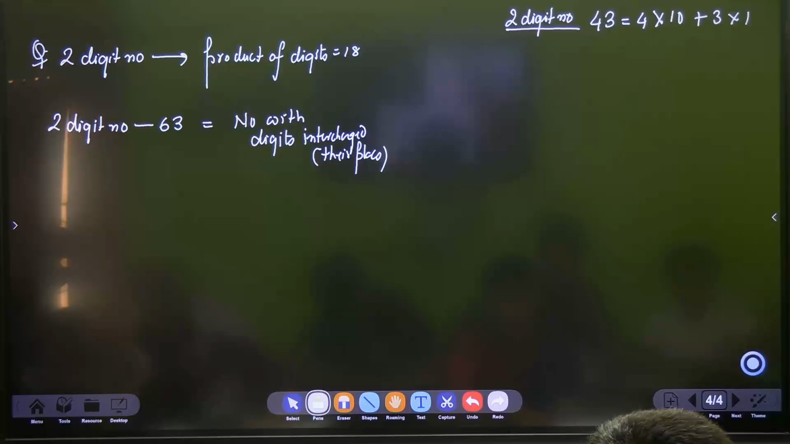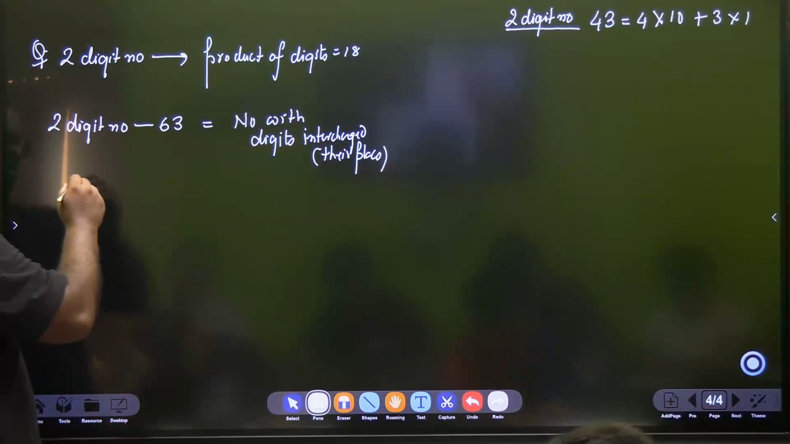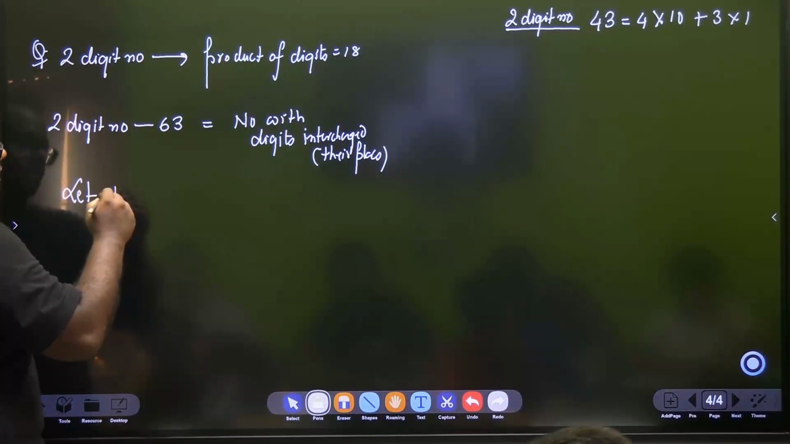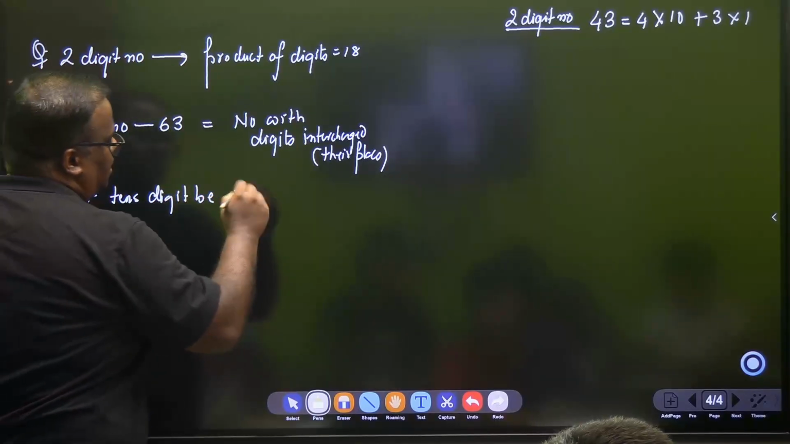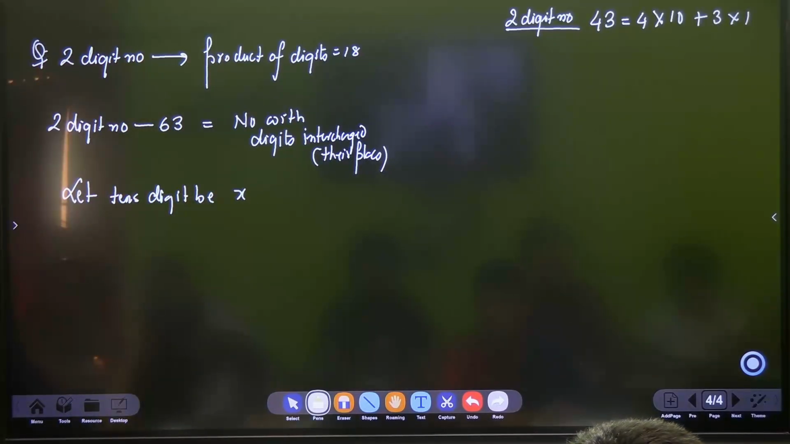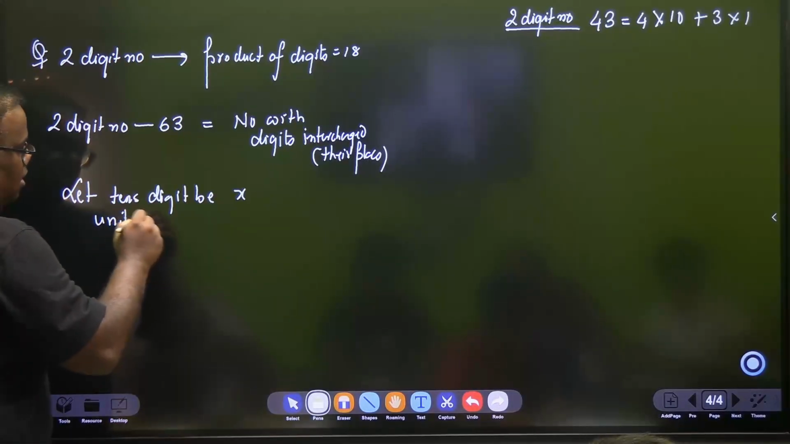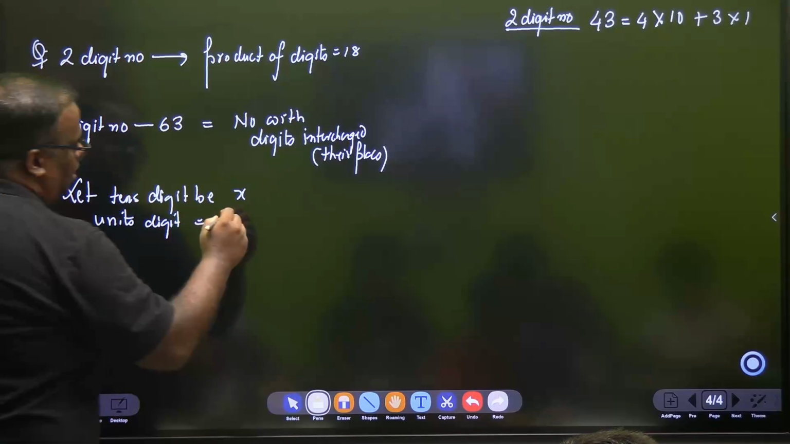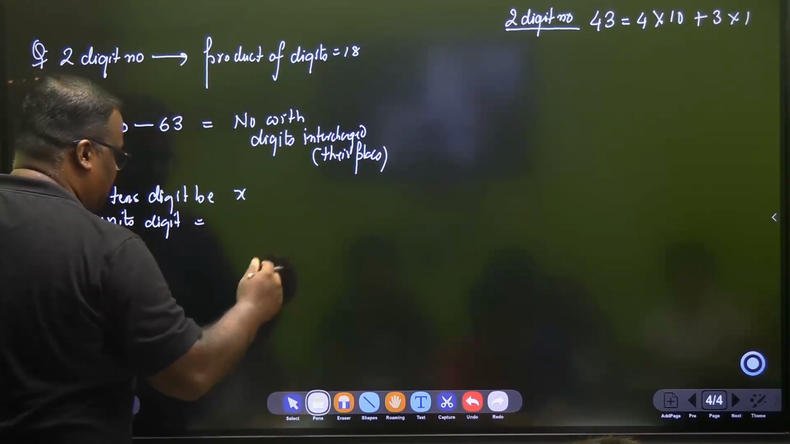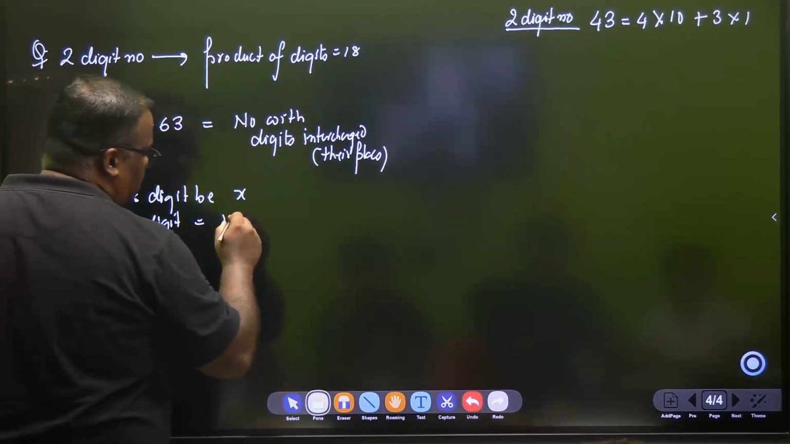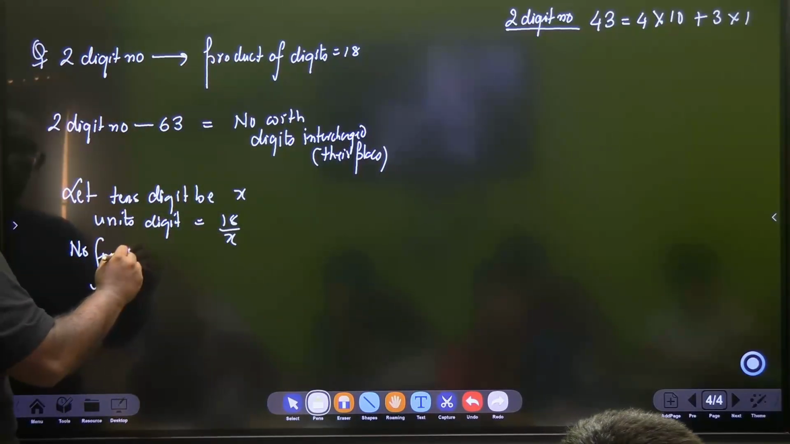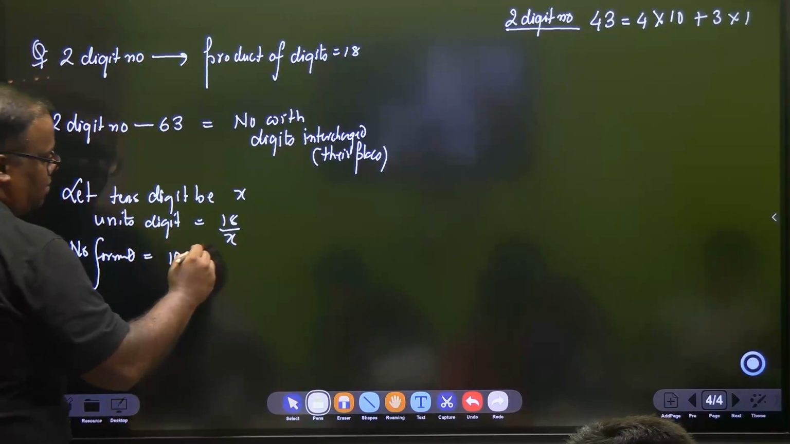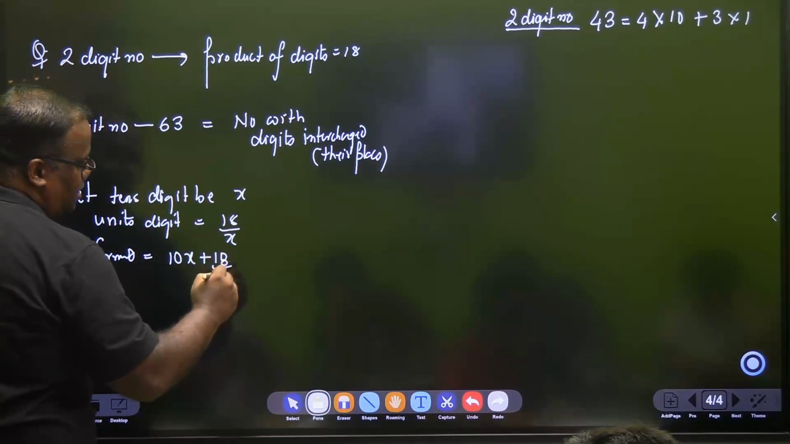A 2-digit number is such that the product of the digits is 18. Shall we? So we can assume let the tens digit be x. Agreed? So what is the units digit? x into the units digit is 18, so the units digit is 18 by x. Now you form the number. The number will be 10x plus 18 by x.